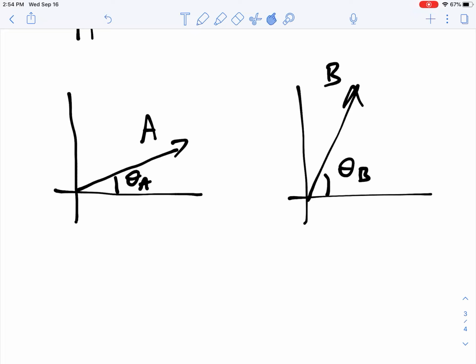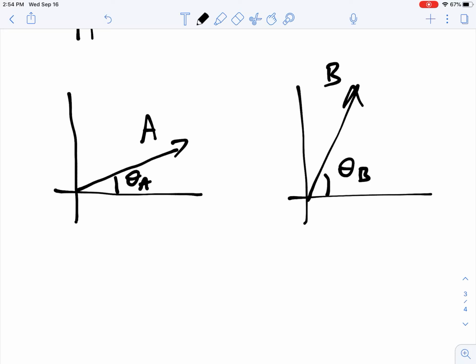Well, the short version is I'm going to take the x component of A and the x component of B, and I'm going to combine those into some resulting x component. I will then take the y component of A and the y component of B and combine them into some resulting y component. Then I will have an x and y result that I can use with Pythagorean theorem to get the actual length of the result. Let me diagram this for you.